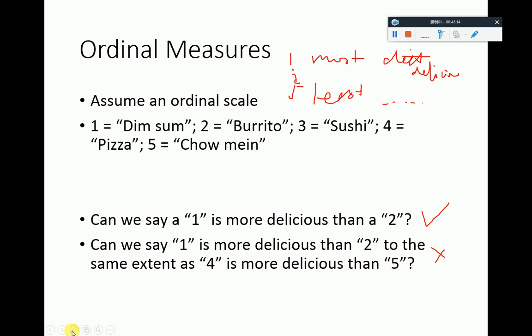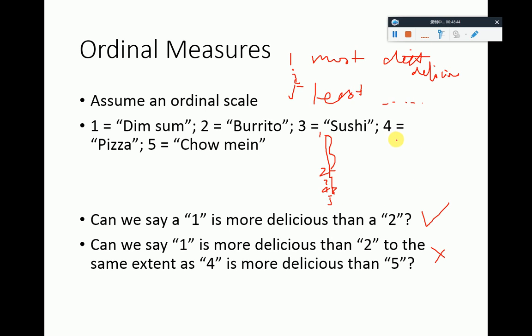Let me redo this. It's very possible that, for example, for Andrew, 1 is ranked so much higher than 2, whereas 3, 4, 5 are here. So you see that the difference between 1 and 2 is so much larger than the difference between 4 and 5.